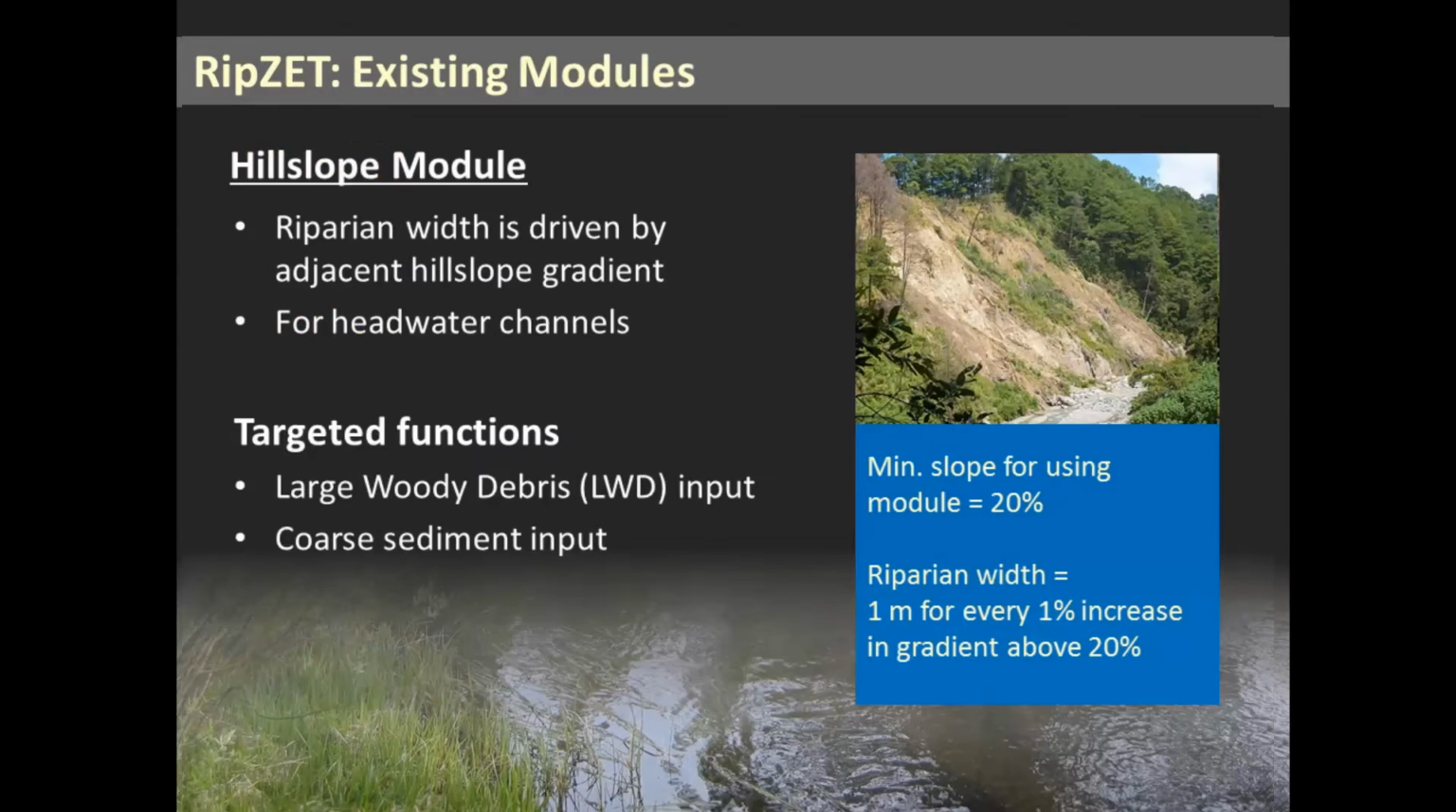So the first existing module within RIPZET is called the hillslope module, and it estimates riparian width based on adjacent hillslope gradient. And this module is really intended for steep headwater channels.